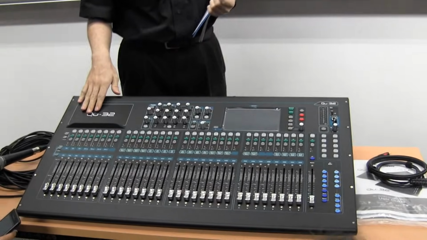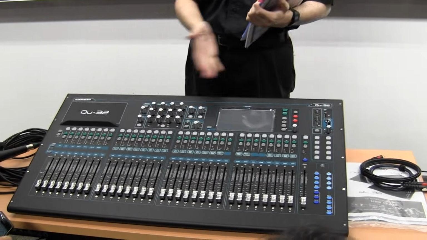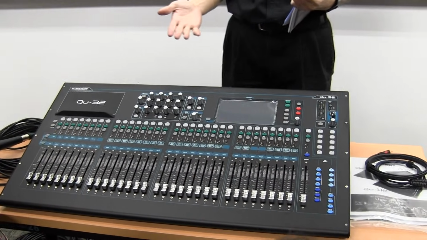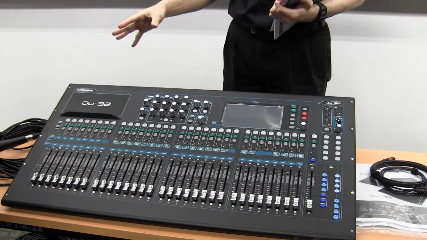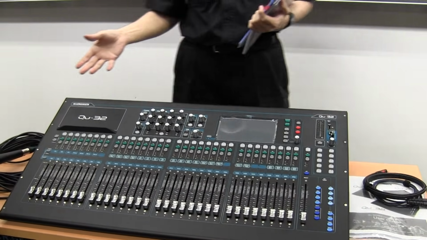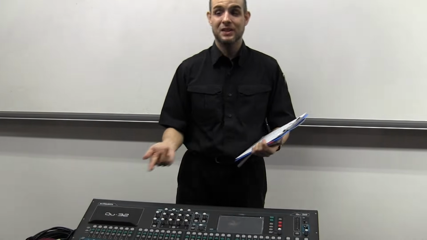So this is your new board, right? This is the Allen&Heath Qu-32. Qu refers to the series, 32, obviously it's 32 channels. So the first thing that we're going to do is think a little bit about the differences between analog and digital. So tell me some things that are the same and some things that are different.